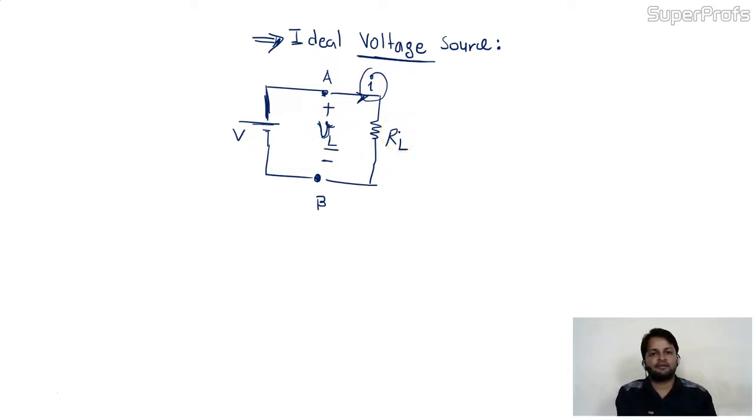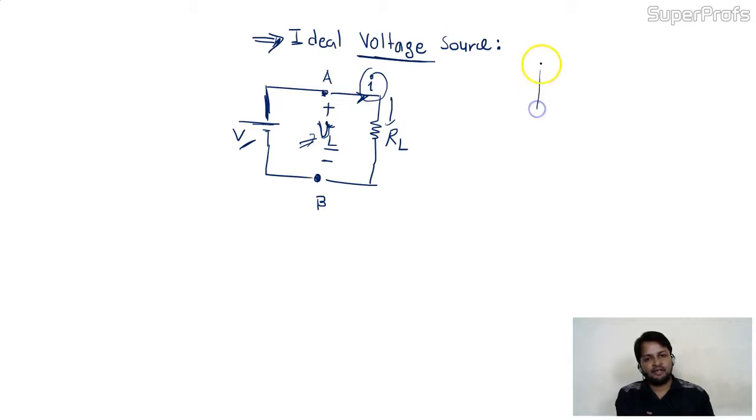Is it not possible in practical? But for the ideal voltage source, if the current value increases, there will be no change in VL. The VL will be the same at all. VL is nothing but the source voltage. The source voltage is the same. It will not drop, whatever current you take out of this circuit or this source.